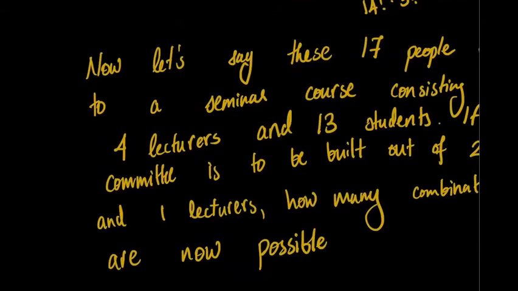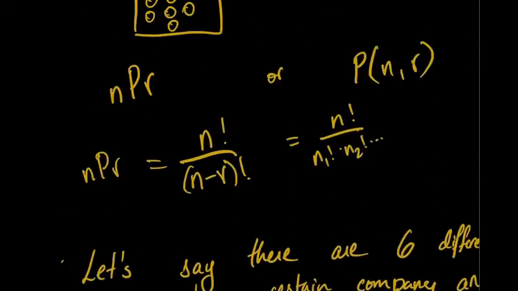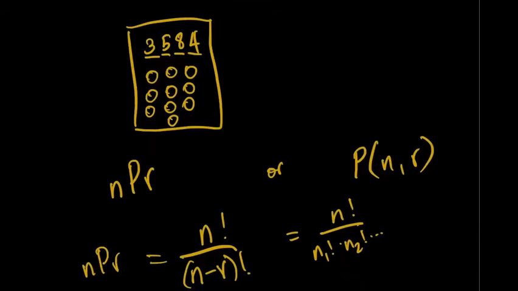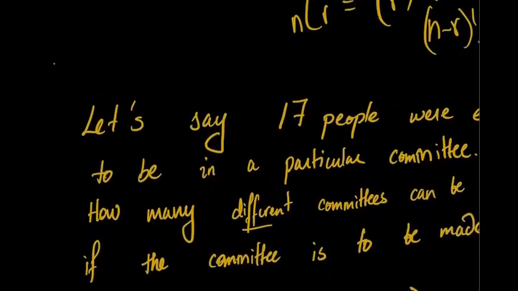Now let's say that the same 17 people belong to a seminar course, and this course consists of 4 separate lectures and 13 students. If the committee has to be built by 2 students and 1 lecture, how many combinations are now possible? Well, now we're actually repeating some things. So we would need to use this new formula we worked on when we did the problem on the Mississippi. And that's going to come down to using the n factorial and the subsets of n factorials.